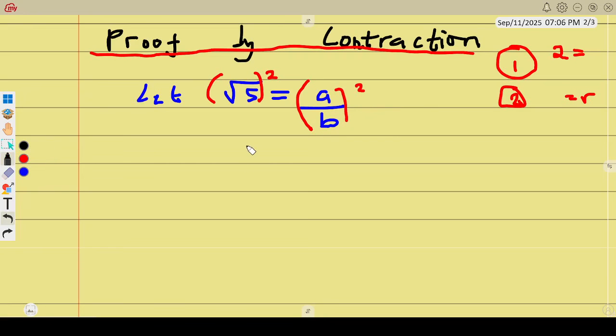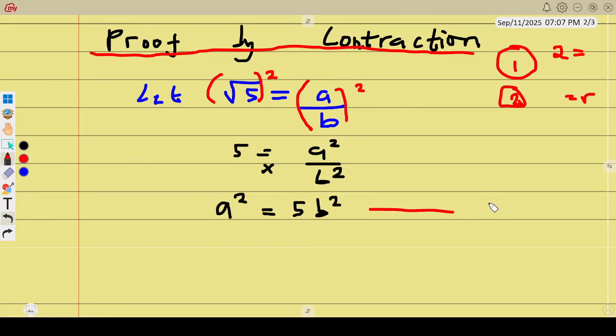So when we square both sides, we're going to have 5 is equal to a squared over b squared. And then at this point, let's make the numerator subject of the formula, meaning we just cross multiply. So we're going to have a squared is equal to 5b squared. Okay, so now at this point, you can see we have the power 2.